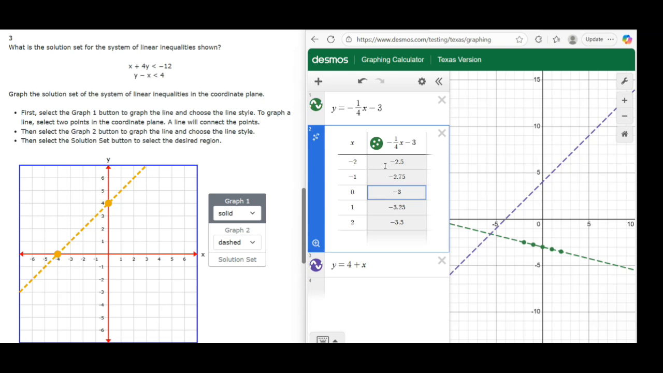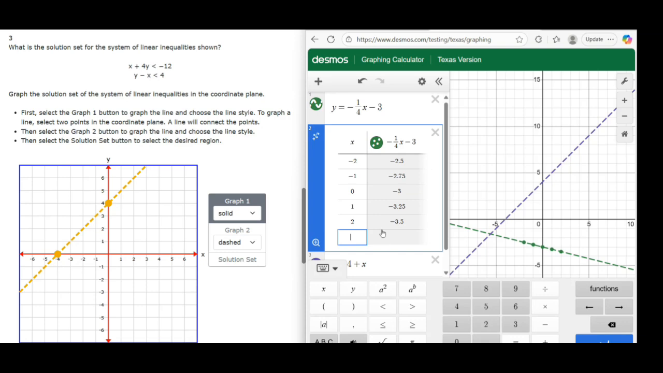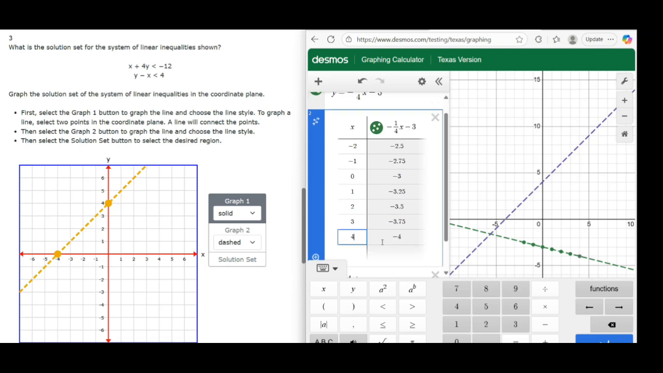And then I don't see another good set of whole numbers here that I can grab. So I'm just going to keep going. So here was 2. It didn't work out. Let's plug in 3 and see what we get. No, let's go with 4. Okay, so 4 gave me a whole number.